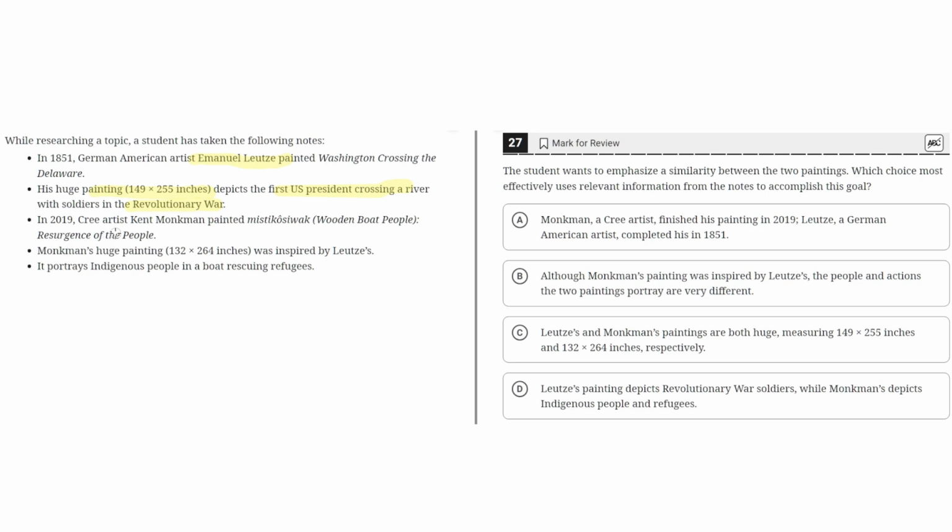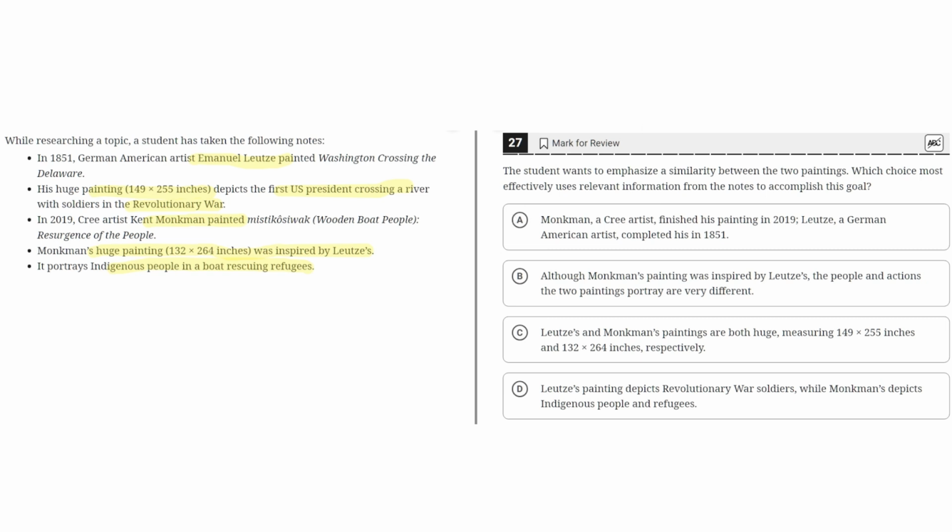In 2019, Cree artist Kent Monkman painted Mistikôsiwak, Wooden Boat People, Resurgence of the People. Monkman's huge painting, 132 by 264, was inspired by Lutz's. It portrays indigenous people in a boat rescuing refugees.